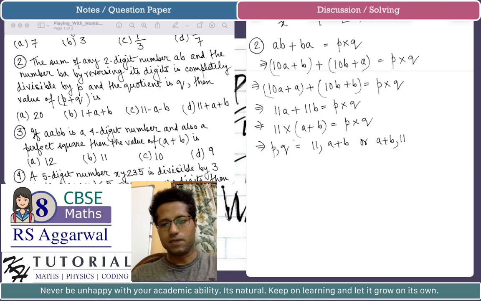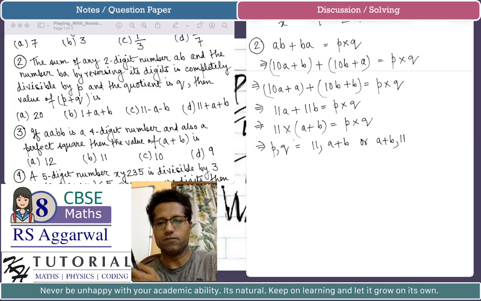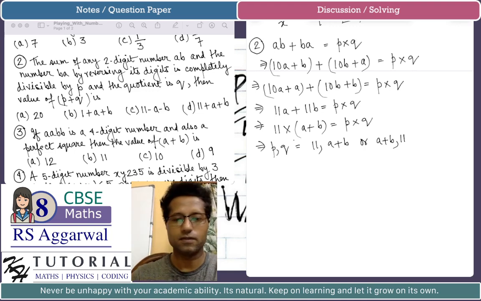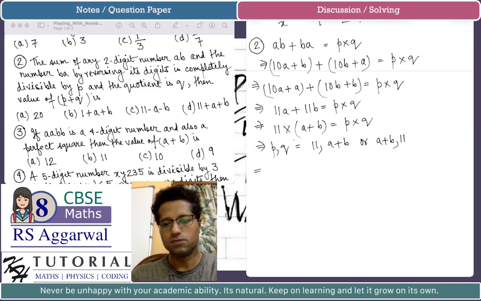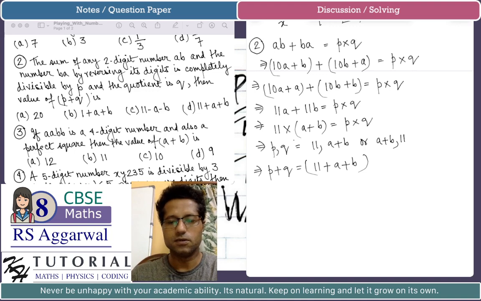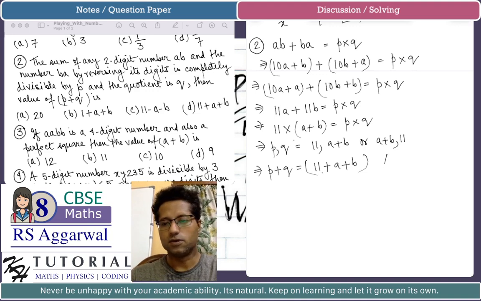So irrespective of whether P is 11 or A plus B, the sum of the value of P and Q will be the same. We are asked to find the value of P plus Q. So this implies P plus Q will definitely be equal to 11 plus A plus B. This is the value of P plus Q. So the correct choice is answer D.